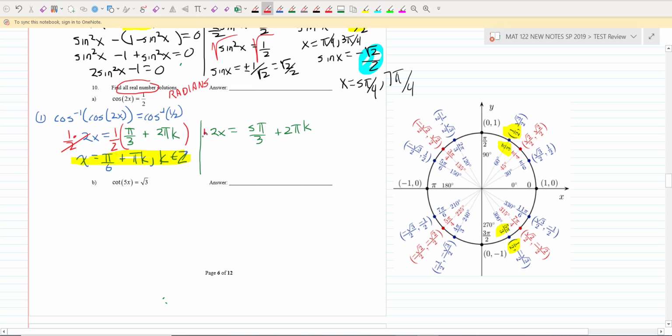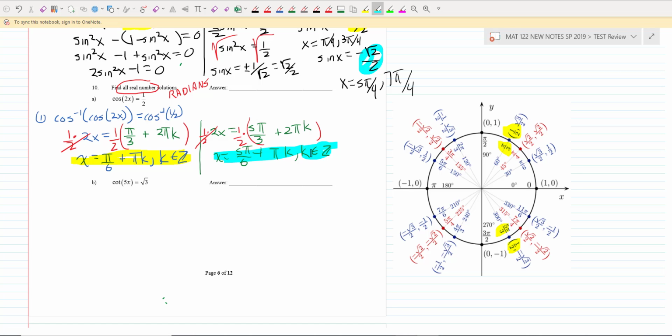We do the same thing over here. We multiply both sides by a half and multiply that out. So what we would end up having is x equals 5 pi over 6 if you multiply that out. And then half of 2 pi is just pi k. Again, k is an integer. So you got to write these two answers to the problem. That gives you a formula for all of the solutions.